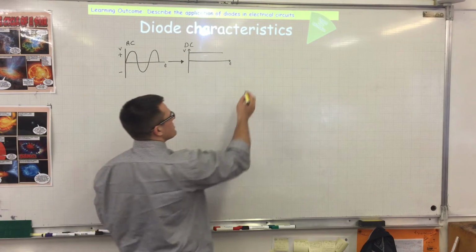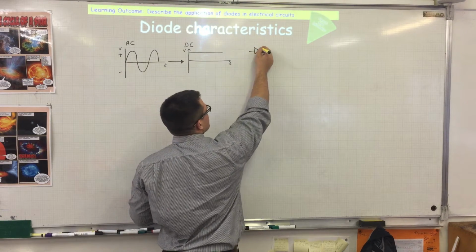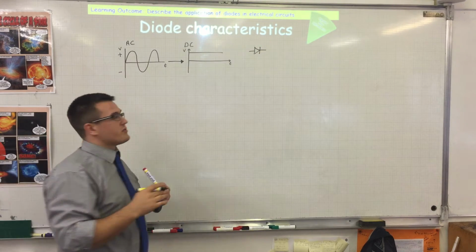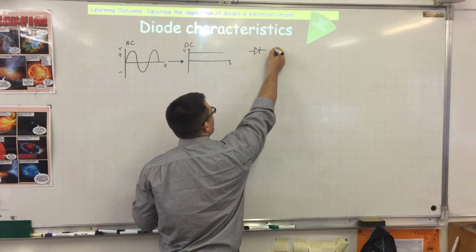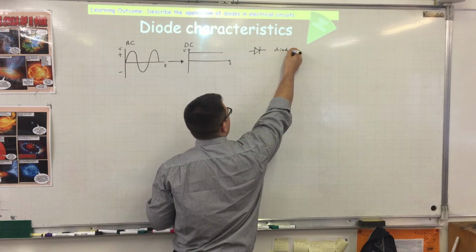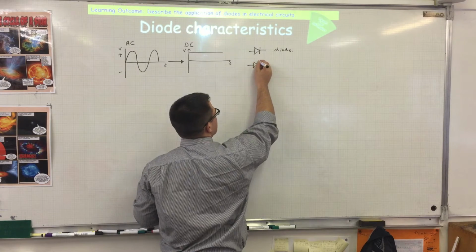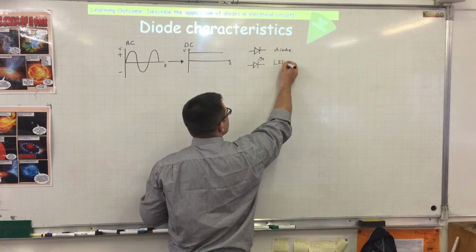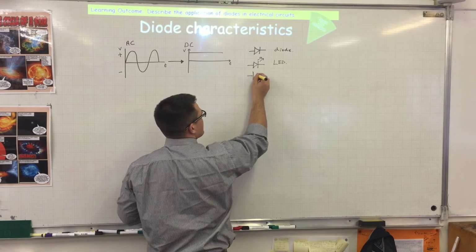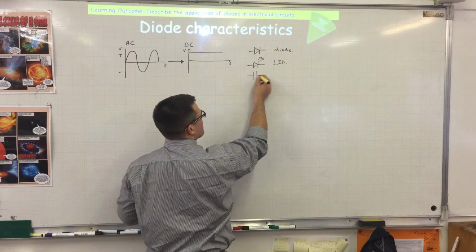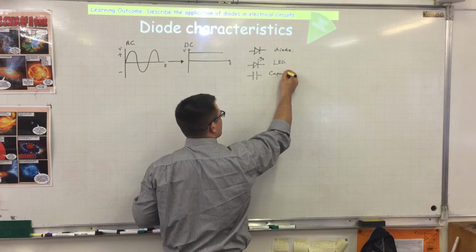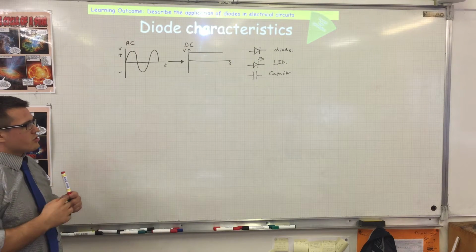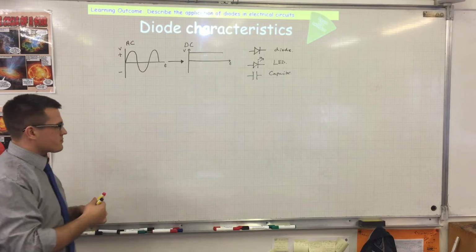So the component that we use for that is a diode. So you should remember that a diode only allows current to flow in one direction through the circuit. That's the circuit symbol. Another type of diode that you should be familiar with is an LED. Just remember that is also a diode. And then the other circuit symbol that I'm going to use in this is a capacitor, because what a capacitor does is stores charge and stores electrical energy for a short period of time before discharging.